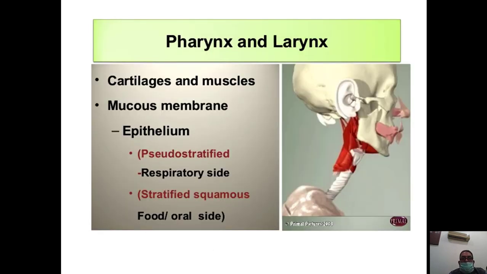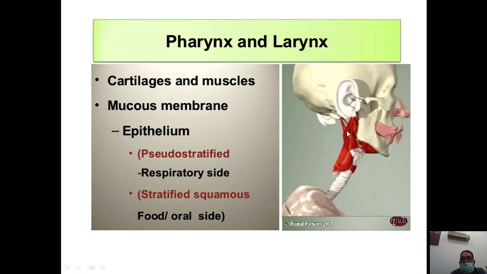Now what are the pharynx and larynx? The cartilages are the laryngeal cartilages, which are hyaline cartilage, except the epiglottis, which is elastic cartilage. The mucous membrane is again covered by pseudostratified columnar epithelium on the larynx side and the trachea side, but on the pharyngeal side of the epiglottis you see stratified squamous keratinized epithelium. Epithelium is pseudostratified on the respiratory side, stratified squamous on the oral side.